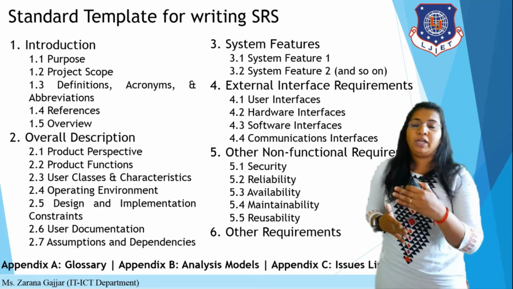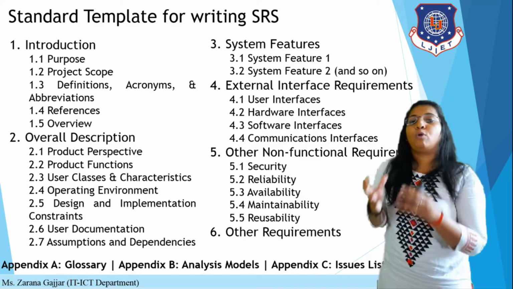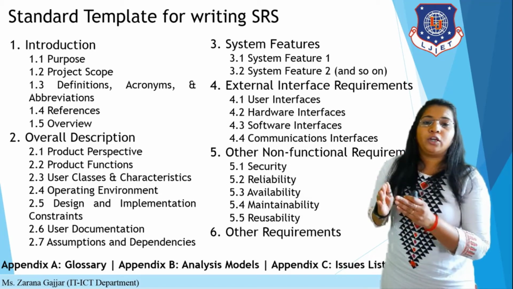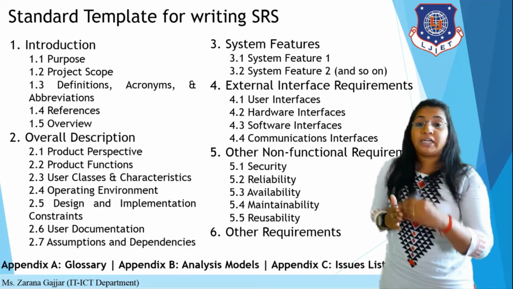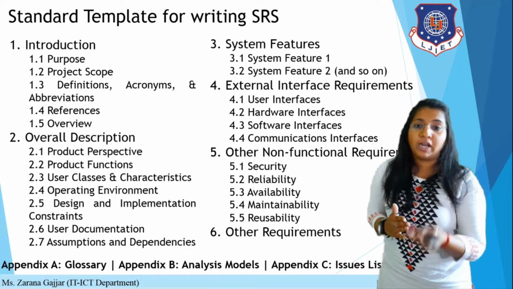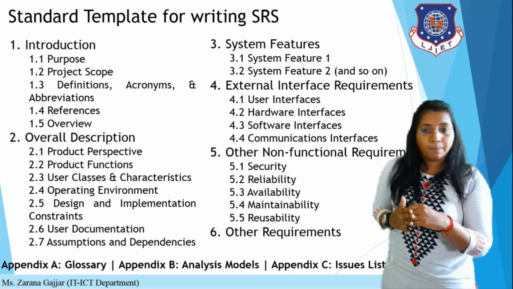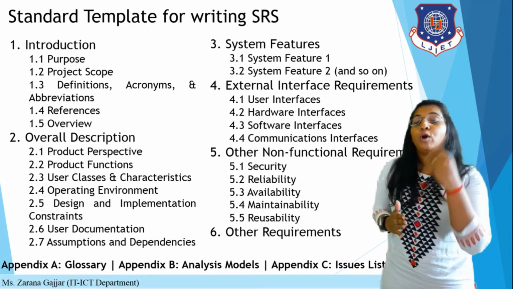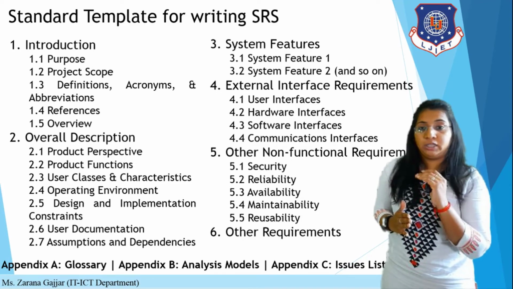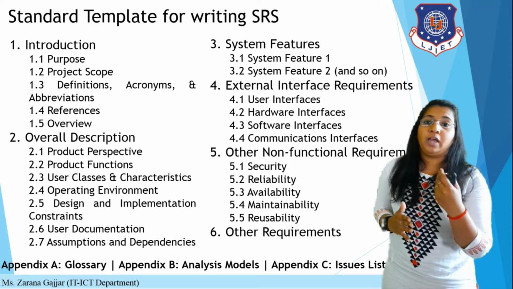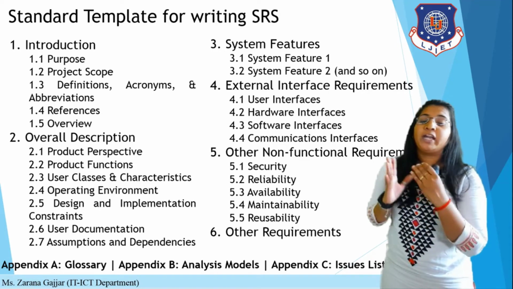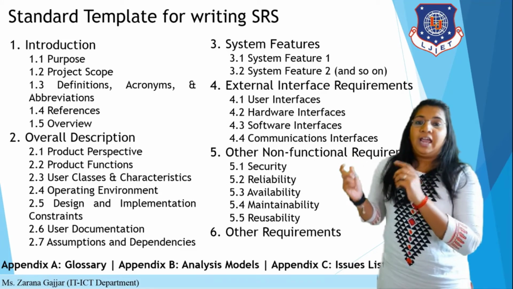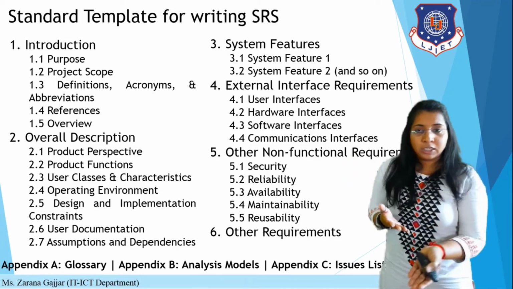Introduction means you are giving a simple introduction about your software product in that section. In the introduction you are defining the purpose, that is, the actual purpose of your software, which you mention in the purpose subsection. Then project scope: the scope of developing the particular software is mentioned in this section. Then definitions, acronyms and abbreviations. Abbreviations mean the short forms you are using in your software development, like SRS, which is for software requirement specification.